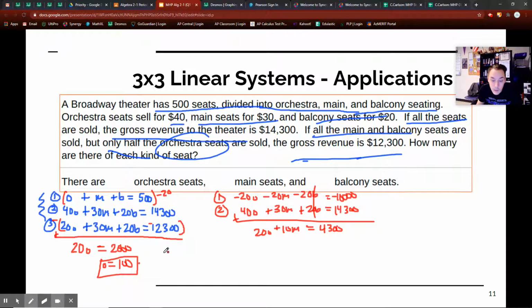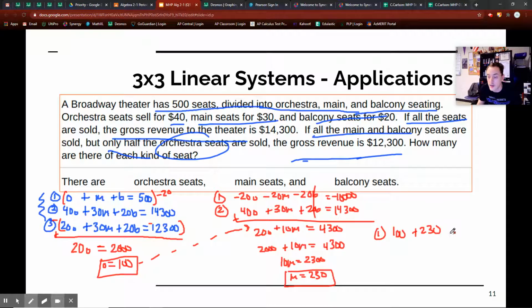So now what I can do is plug in my O. So what's 100 times 20? That's going to be 2,000. And then plus 10M equals 4,300. And then as I start solving, this is 10M equals 2,300. And so M equals 230. Now, of course, I can go back to my number 1 and then find out the rest of the seats. 100 orchestra plus 230 for main.